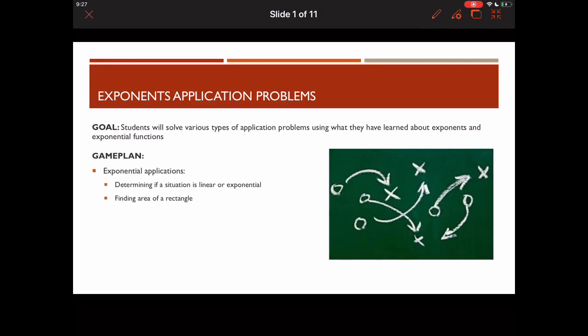Essentially we're going to go through two different types of word problems. First, we're going to determine if a situation is linear or exponential. We're going to give you a word problem, and you're going to have to use the information that we give you to tell us if that situation is linear, exponential growth, or exponential decay. And then we're going to find the area of a rectangle using our rules of exponents. So let's get started.